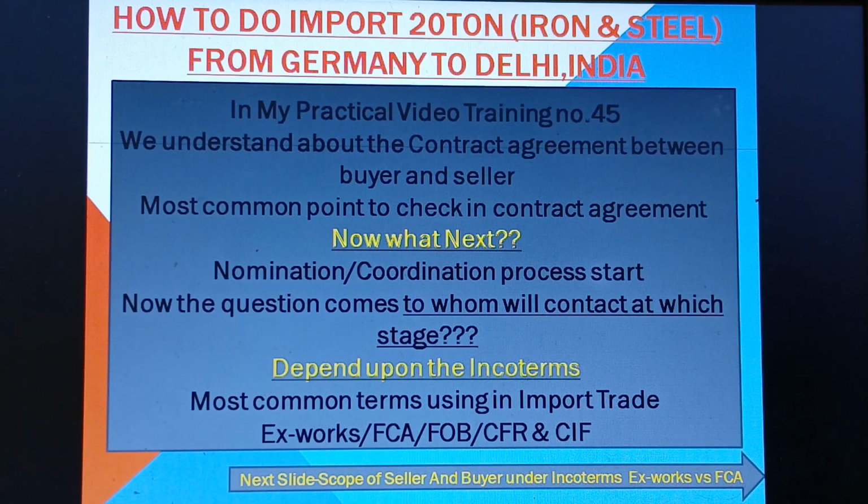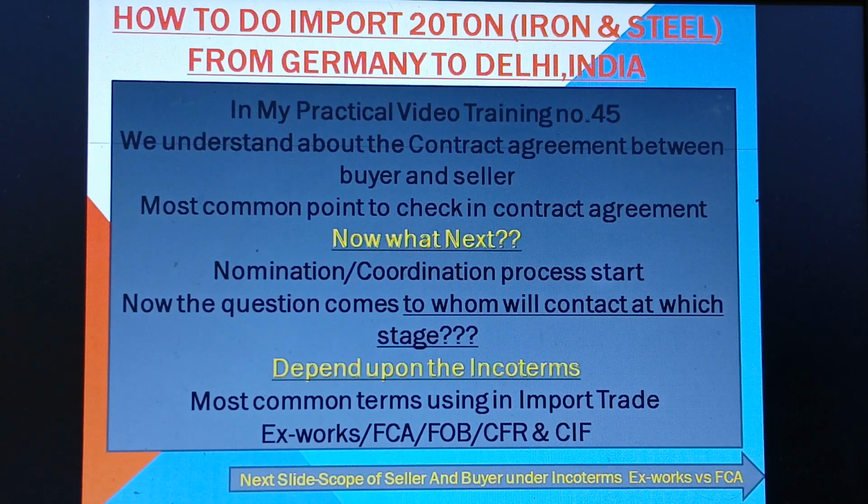So what is the next? Now the nomination and coordination process is started. Now the question comes: to whom will we contact at which stage in the import shipment? That all depends upon the Incoterms. The most common terms used in international trade and import are Exworks, FCA, FOB, CFR and CIF. So these are the most common Incoterms.